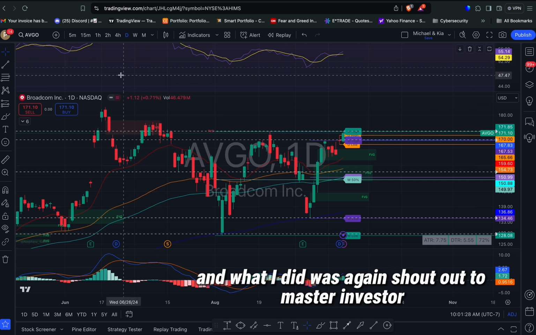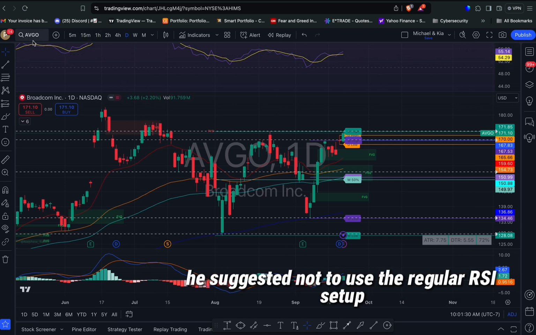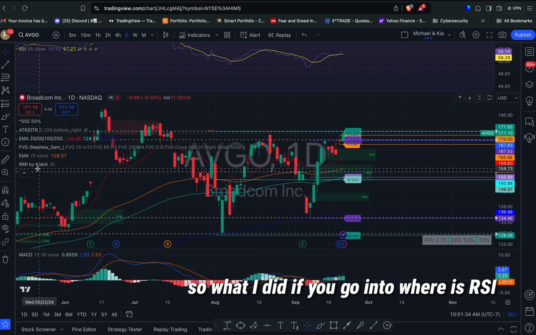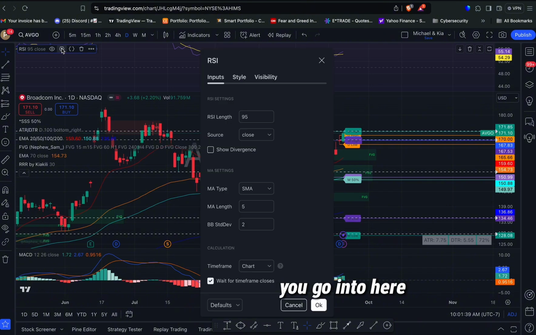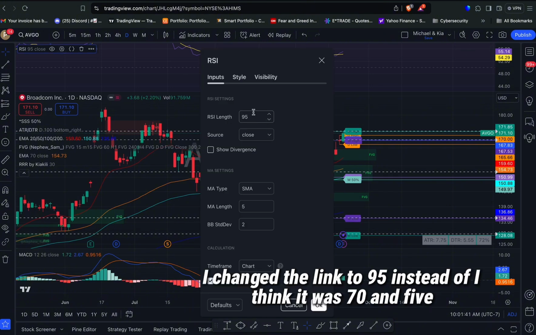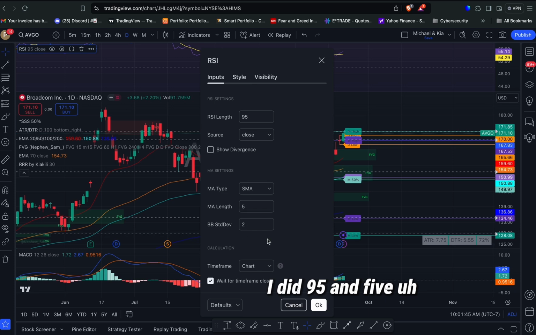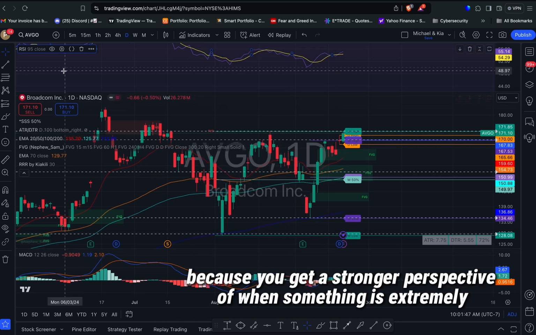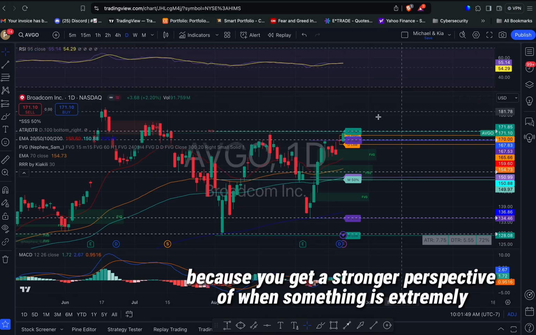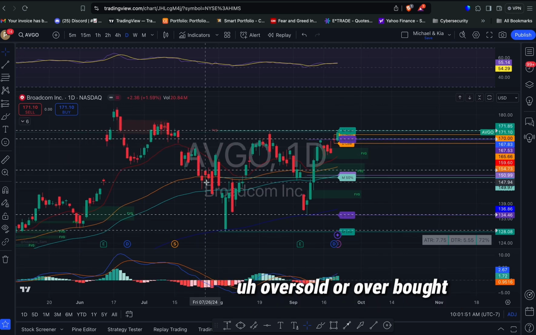And what I did was, again, shout out to Master Investor. He suggested not to use the regular RSI setup. So what I did, if you go into, where is RSI? Oh, here we go. You go into here. I changed the length to 95 instead of, I think it was 70 and 5. I did 95 and 5. He suggested that because you get a stronger perspective of when something is extremely oversold or overbought.